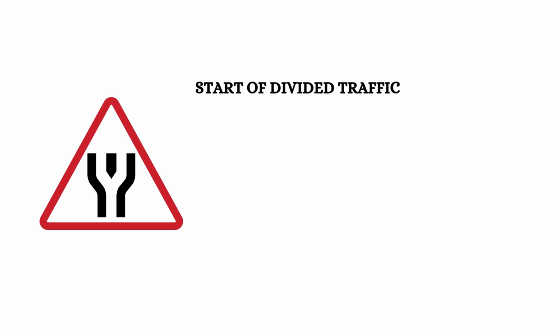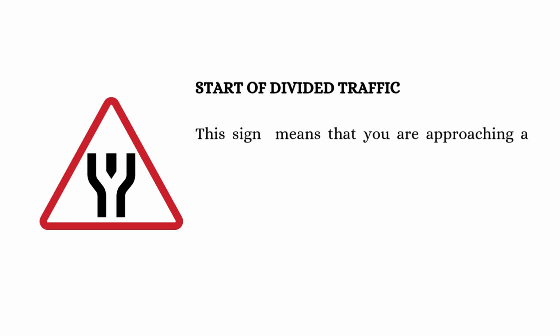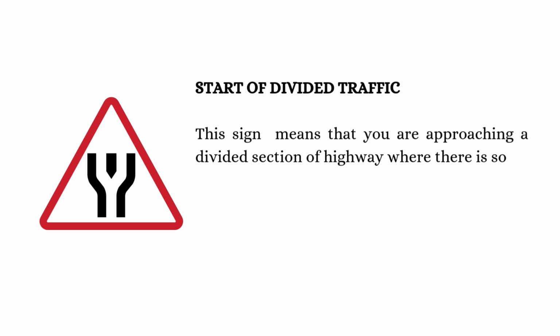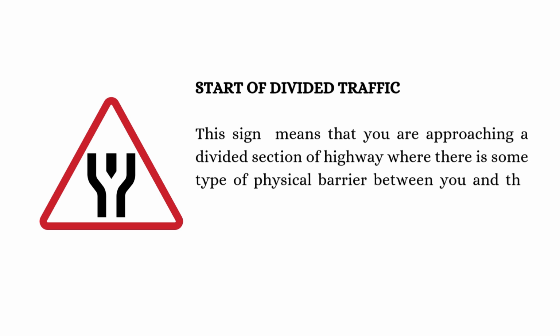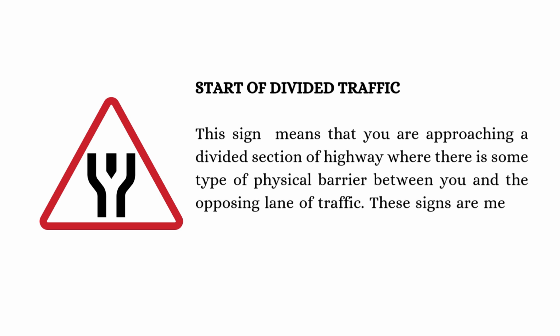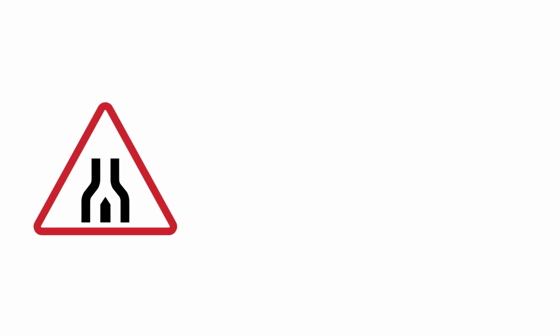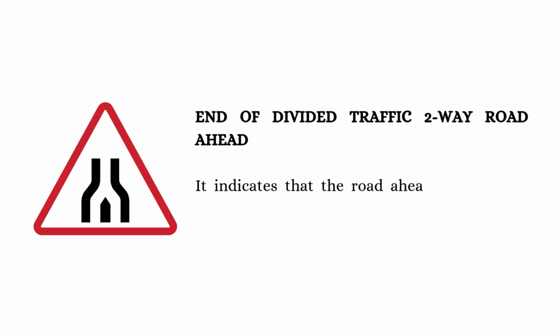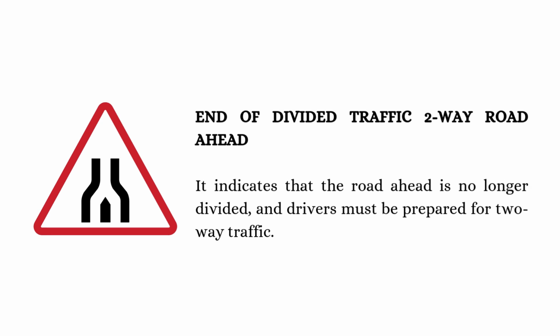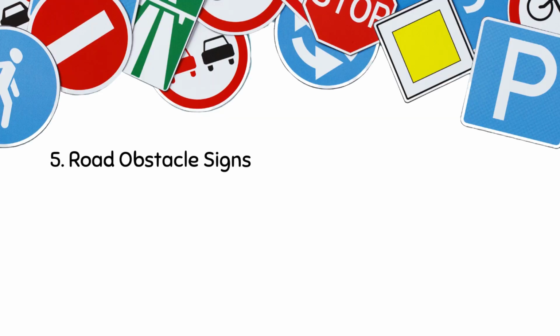Start of divided traffic. This sign means that you are approaching a divided section of highway where there is some type of physical barrier between you and the opposing lane of traffic. These signs are meant to alert drivers to prepare for a physical division in the highway. End of divided traffic, two-way road ahead. It indicates that the road ahead is no longer divided, and drivers must be prepared for two-way traffic.